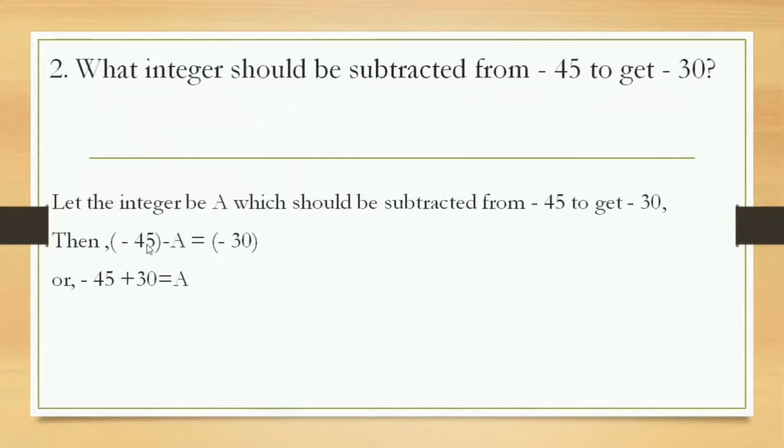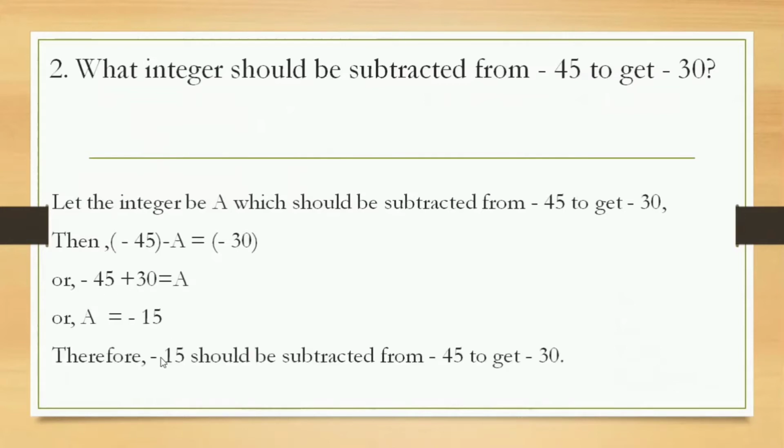When minus 30 comes this side, it will be plus 30. Then when minus a goes this side, it will be plus a. Then with minus and plus sign, we have to subtract. Minus 45 plus 30 means 15 remains, with a negative sign. Therefore, minus 15 should be subtracted from minus 45 to get minus 30.